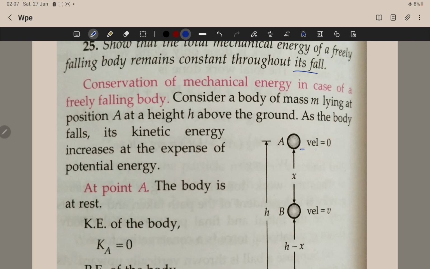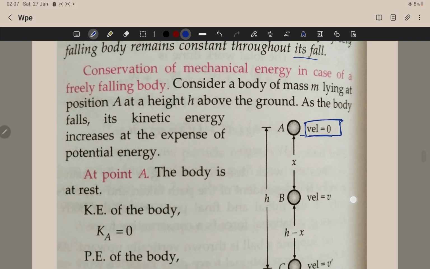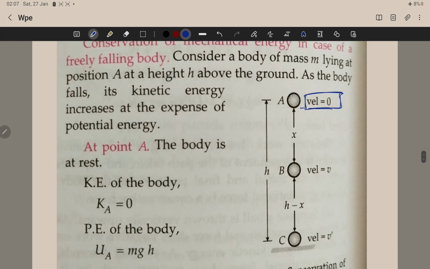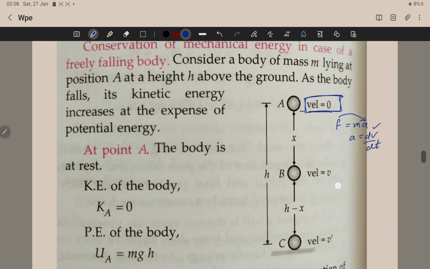So let's say there is a body. Initially its velocity is zero because it is freely falling. Now after it is left to fall freely, it will attain some velocity because of its weight, or because of the gravitational force. Because of the gravitational force, we know force is mass into acceleration, and acceleration is equal to dv by dt. So because of the force, it will generate some velocity.